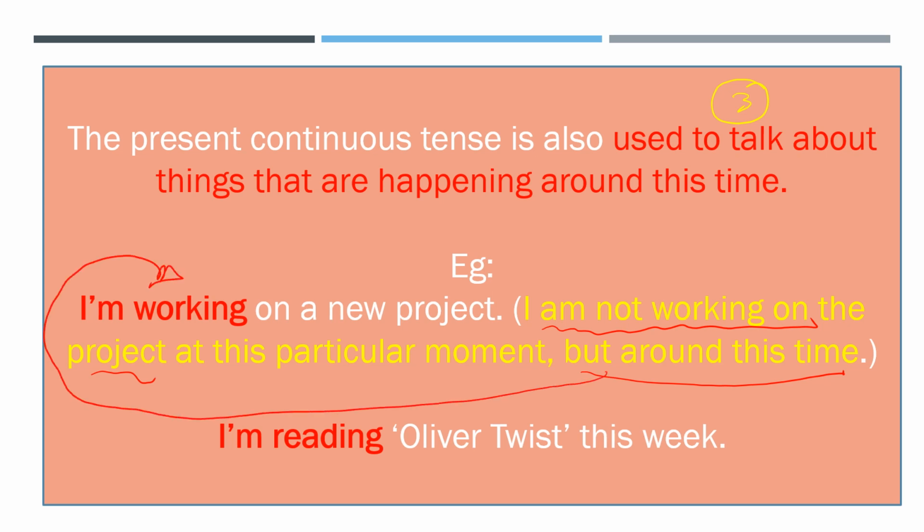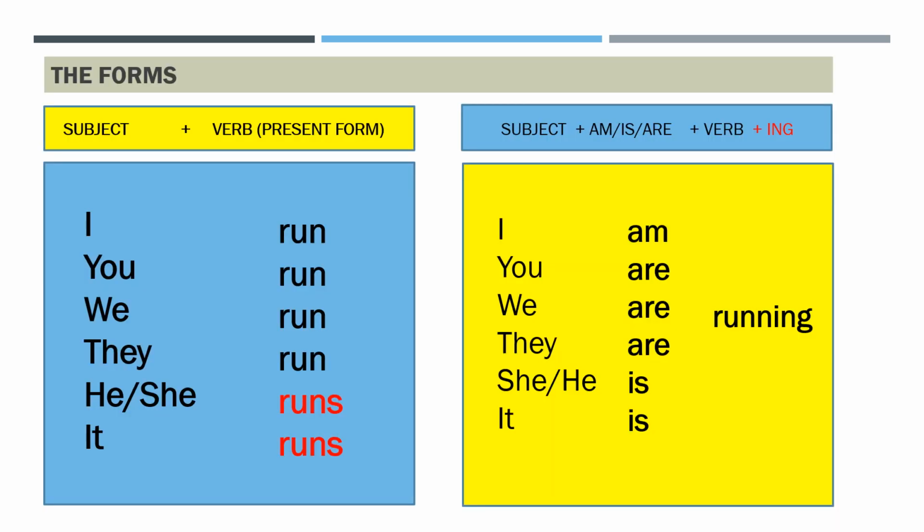So we have to be careful with this. The next one, if you can tell me, I am reading Oliver Twist this week. Am I reading Oliver Twist while I am teaching grammar with my Form 4 students? Do you think that I am having the Oliver Twist book here with me in my hand? No, right? But I am in the process of reading the book that happens throughout this week. So it is also used to talk about things that are happening around this time.